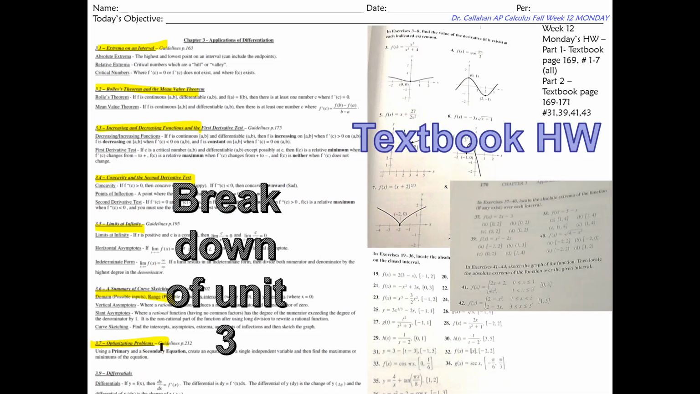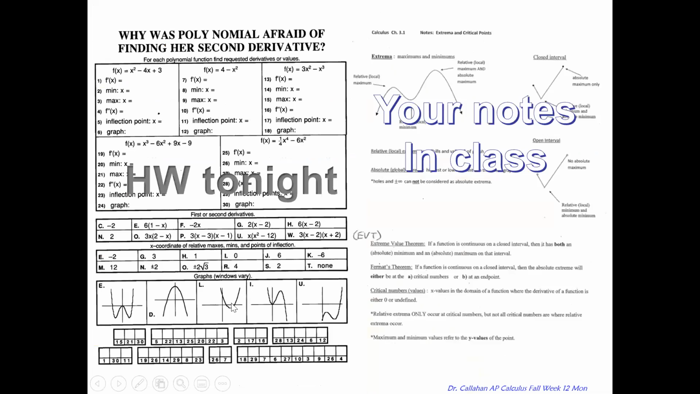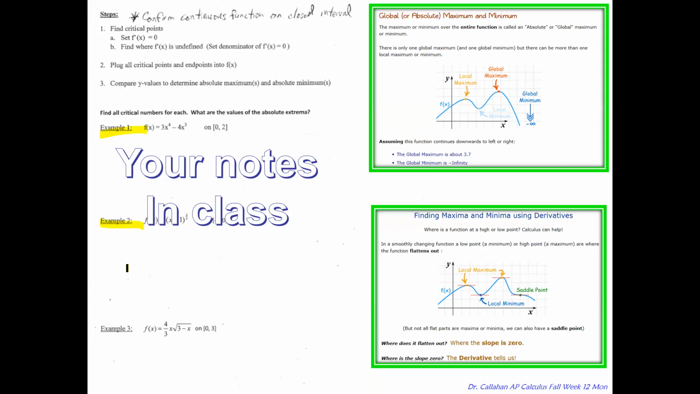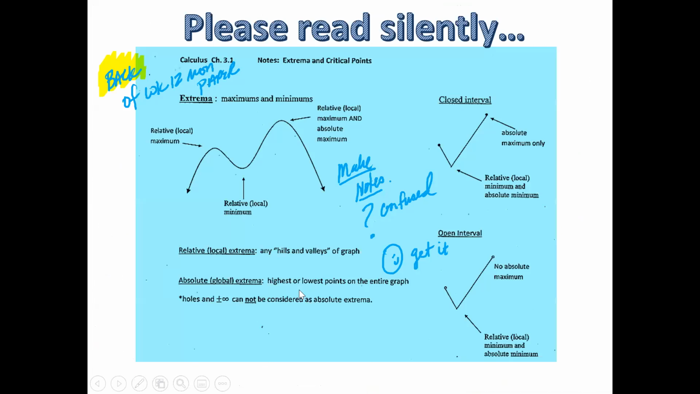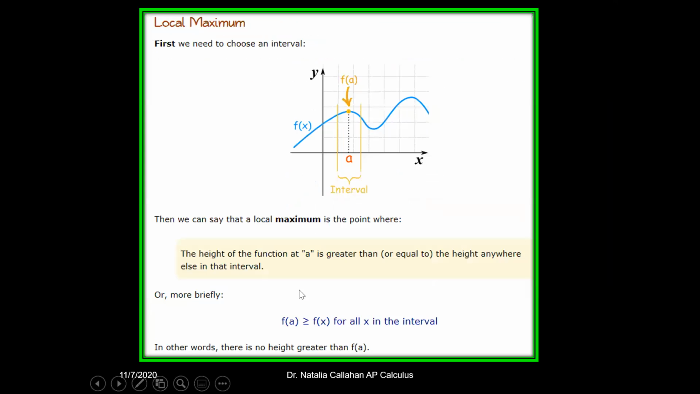But these questions are pretty creative in the way that you set them up. Then we'll talk about differentials, and then we are done with Unit 3 and will move on to Unit 4 into second semester. You have a calculus puzzle, why was polynomial afraid of finding her second derivative, that you're welcome to do. This is going to be your notes in class, followed by 3 different examples that we'll be going over. All right, with that said, let's go ahead and get started.